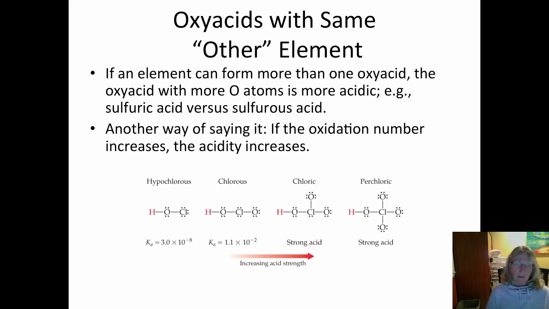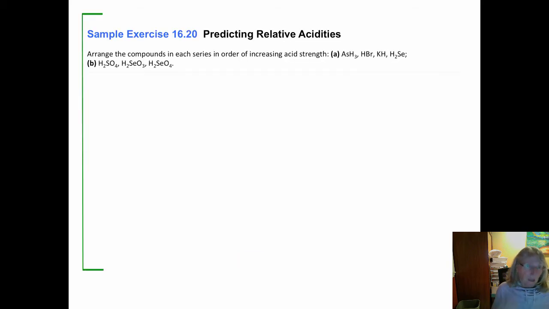Another way to say that, which I'm not going to hold you to, is that if you increase the oxidation number, then the acidity of the substance will also increase. So another thing that happens is that you sort of spread out the negative charge, and that increases the stability of the conjugate base. So here would be a typical question, and this is from sample exercise 16.20, the solution for which is in the textbook. If you're at a point in your lecture notes where you see an empty spot where you could plop in the sample exercise, go ahead and do so.